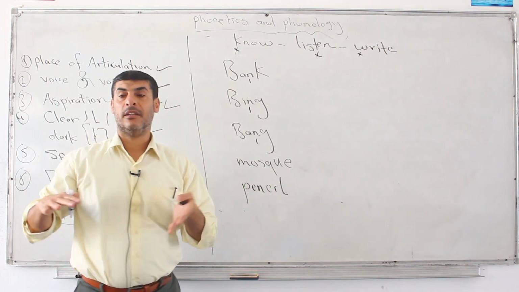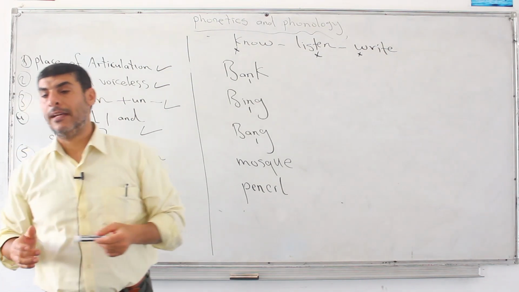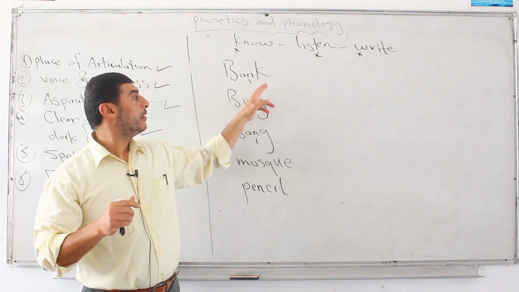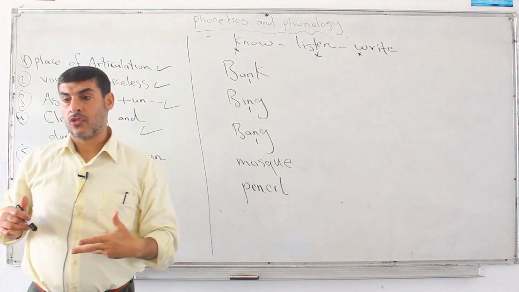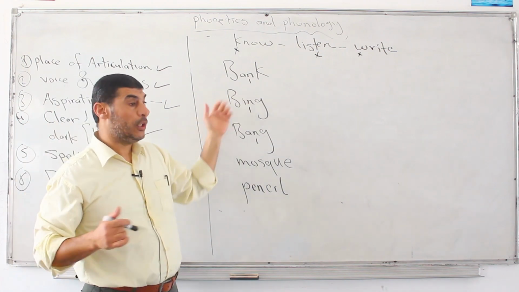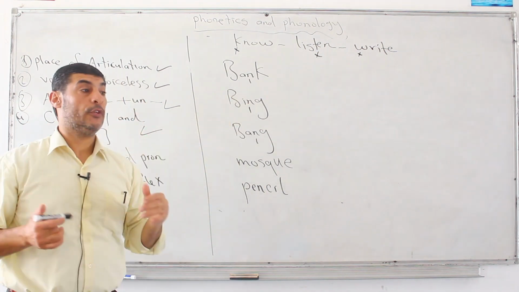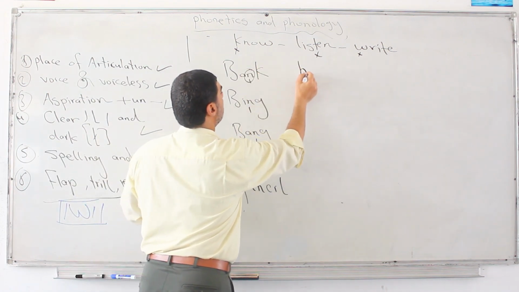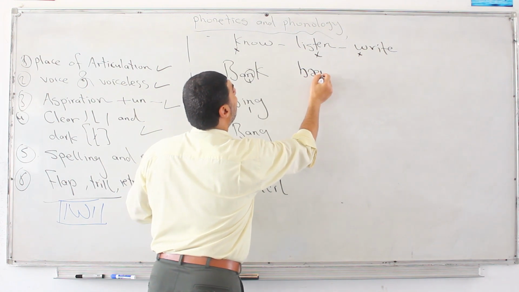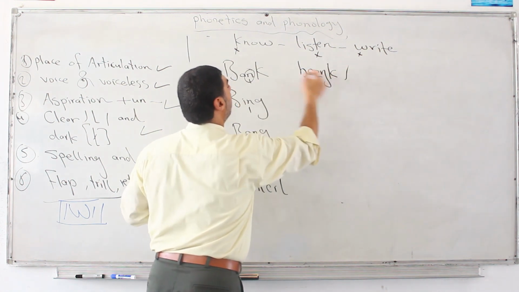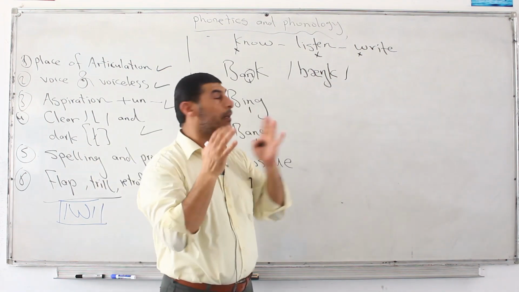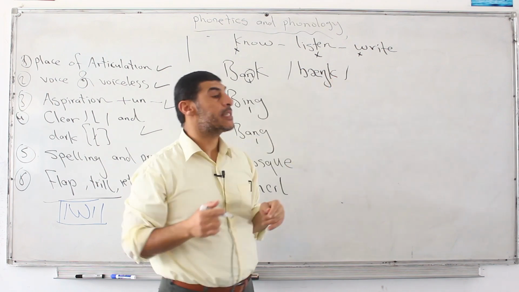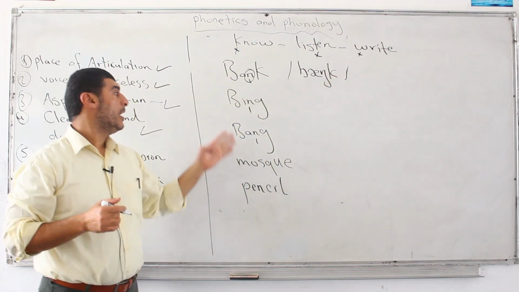Try to say the word bank several times rapidly. Bank, bank, bank, bank. Does the tip of my tongue touch the alveolar ridge during the production of the word bank? Of course it doesn't. So the na is silent here, so the word is like this. Bank, bank, bank. Okay? So this is a velar sound. The na is silent here.